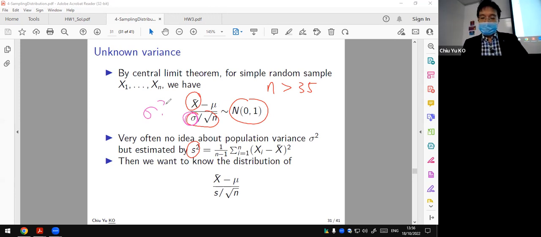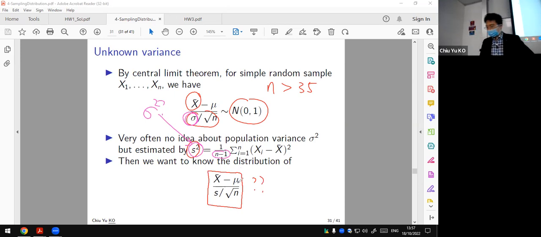How can we work around this? As we'll talk about next class, we estimate sigma, or sigma squared, through S squared, which is divided by n minus 1. We will try to show you why n minus 1 is good. When we replace sigma by S, this is what we want to know: what is this quantity? Can we know anything about it? In general, we don't know the answer. How do we proceed?